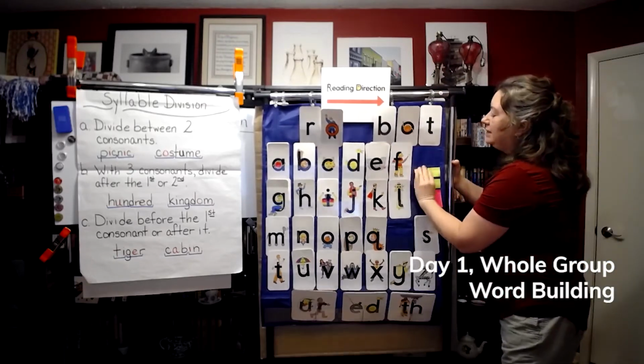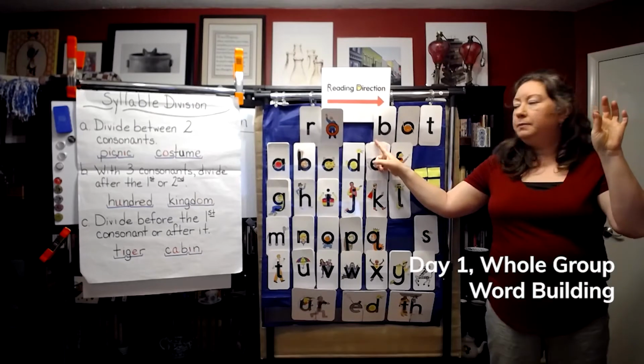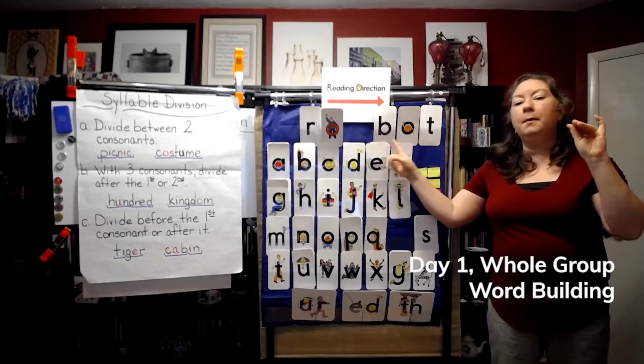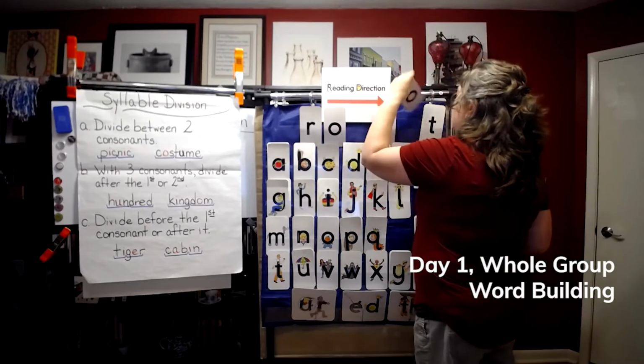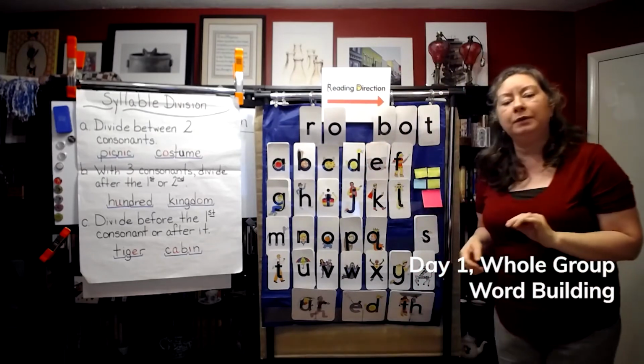Okay, so now let's tap out what we have here. B, ot, bot. All right, so now what we're going to do is we're going to do a new strategy. This is called palming syllables.